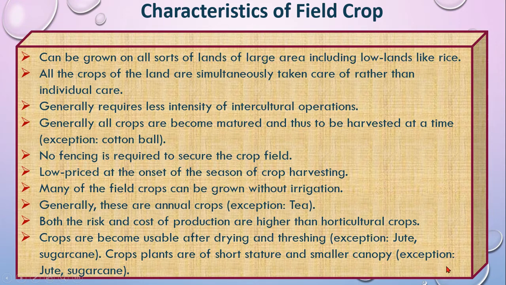You can get questions like this for 2 marks: explain the characteristics of field crops, or you can get a picture and then you have to identify it and explain the characteristics of field crop.